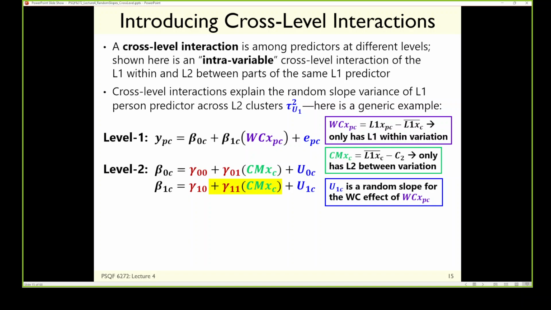Thank you. So, kinds of variance, each one means something different. Why are some clusters higher than others on their outcome on average? That's U0. Why do some clusters have stronger effects of my person predictor? That's U1. After controlling for all that stuff, why are some people higher than others even though they belong to the same cluster? That's E.